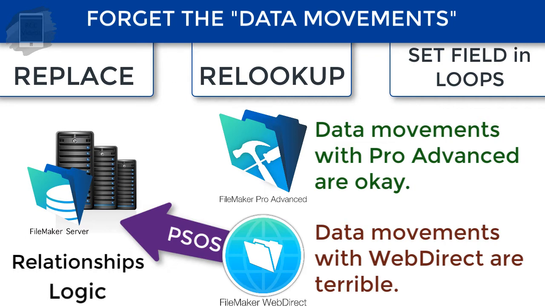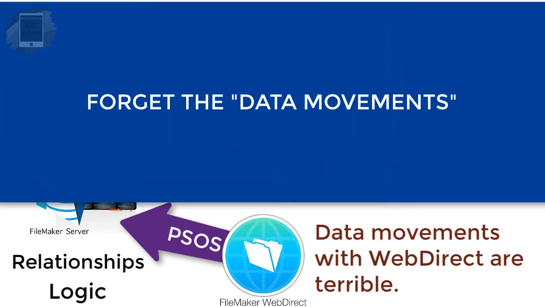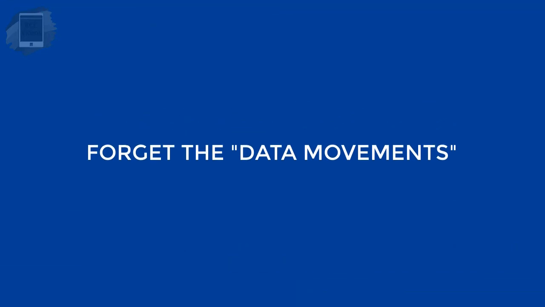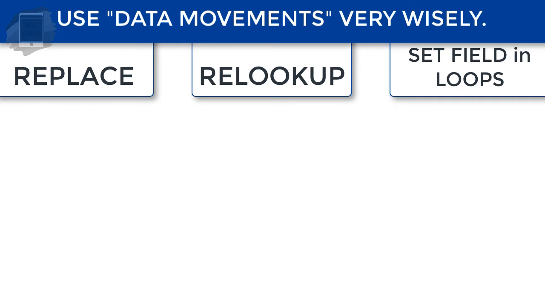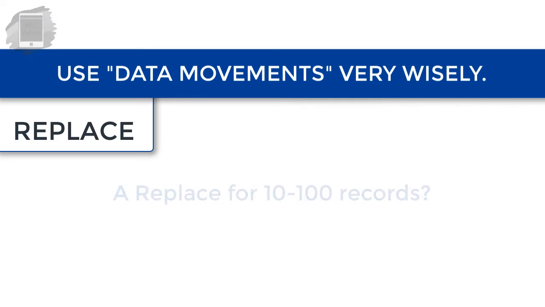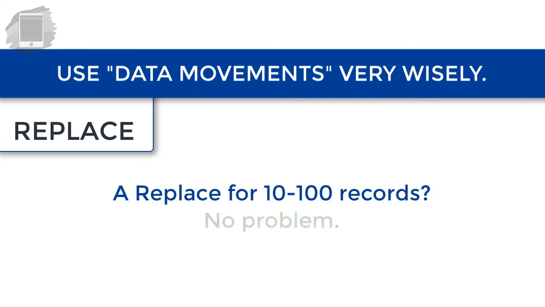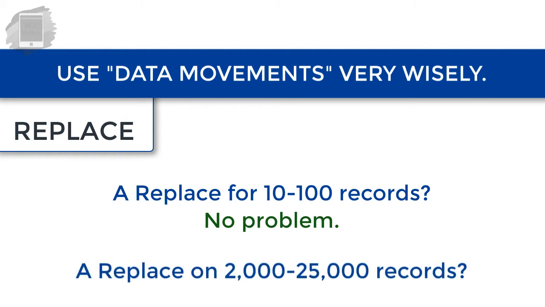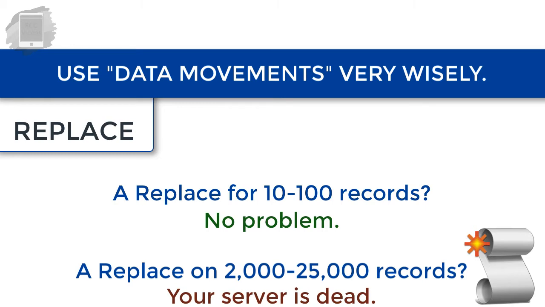Your server is overloaded, and then it starts to collapse. So forget about this. There are other ways than doing a bunch of replaces. You can use those things, but very wisely and very little. You can do a replace when you have 10 records, or let's say 100 records. But if you have 2,000 or 25,000 records, and you have this on, for example, a trigger that everybody will trigger when they commit, oh my god, your server is gone. Makes sense, right?